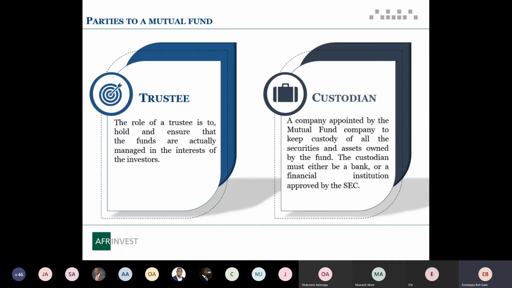So it means that the fund manager is answerable to the trustee, because periodically they would have to report to them and show them, okay, this is how the fund is, this is what we have done so far. And then the trustee would make sure that this is actually in line with what the prospectus says or what the trust deed says.